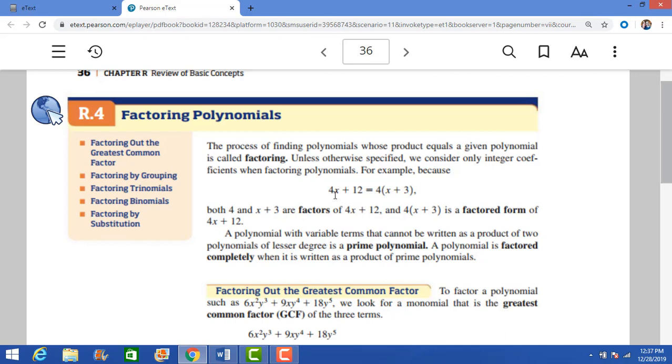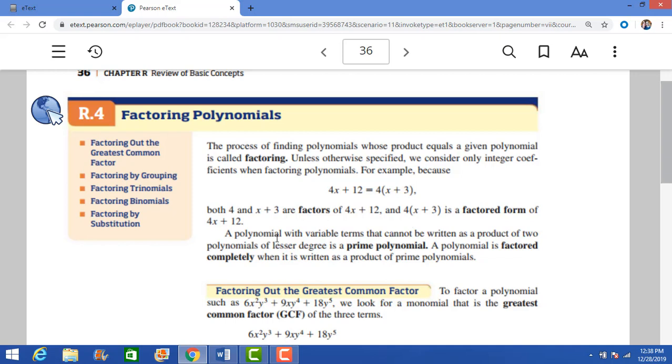So in this example here, we have 4x plus 12, and we can find a common factor here, right? 4, and is 4 also a factor of 12? Yes. So we can take the factors of 12 as 4 and 3. So then what we can do is take out the factor by using the distributive property, and we can rewrite this as 4 times the quantity x plus 3. Okay? And so both 4 and the quantity x plus 3 are factors of the polynomial 4x plus 12. So this is what we consider factored form.